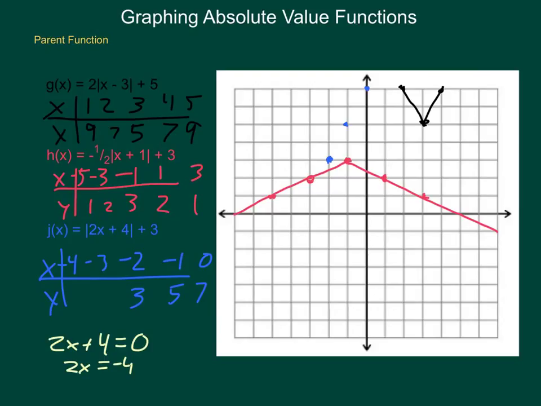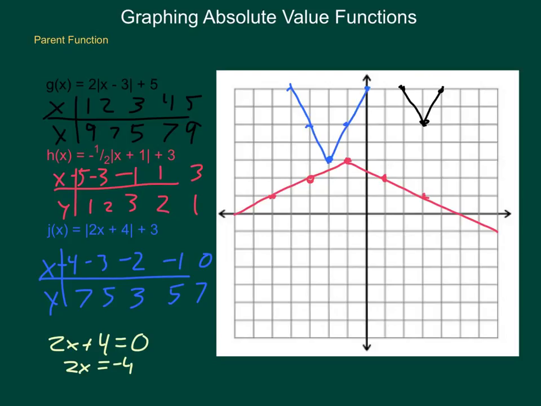Going the other direction, negative 3 times 2 is negative 6, plus 4 is negative 2. Absolute value is 2, plus 3 is 5. And our last one, negative 4 times 2 is negative 8, plus 4 is negative 4. Absolute value is 4 plus 3, again gives us 7. So we're here, and we end up with this.